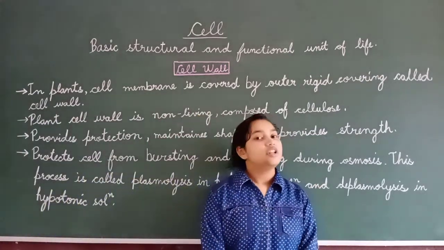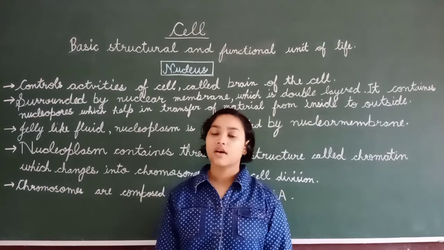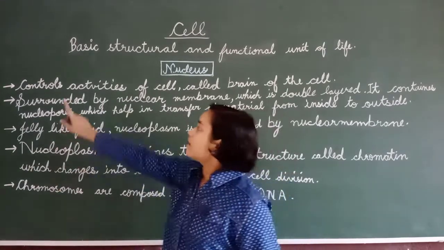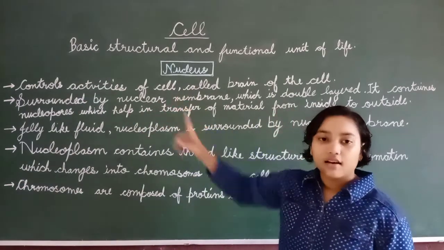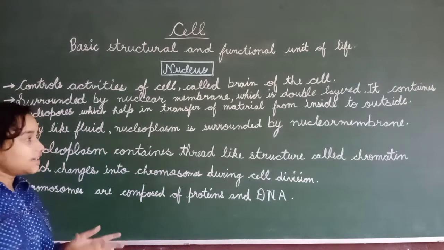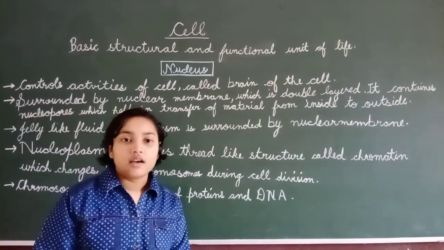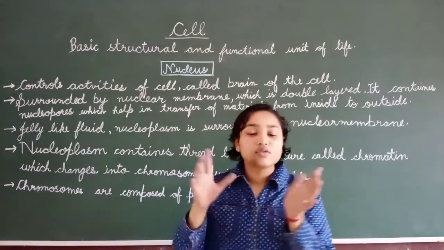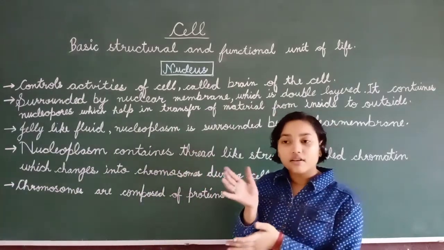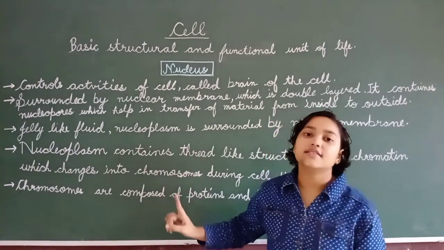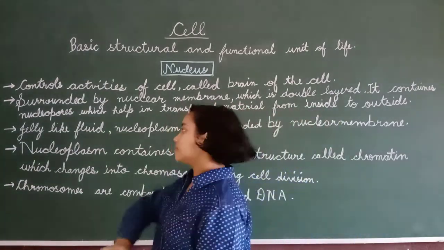Now we will come to the nucleus. Now we will discuss the nucleus in detail. It controls the activities of the cell, and hence it is called the brain of the cell. Why is the nucleus called the brain of the cell? Because it controls all the functions which are happening inside the cell, therefore it is called the brain of the cell.